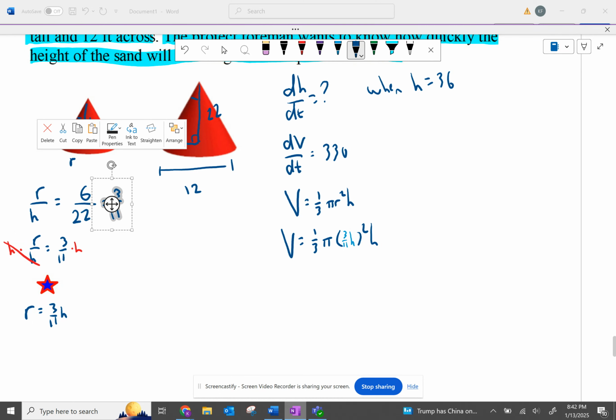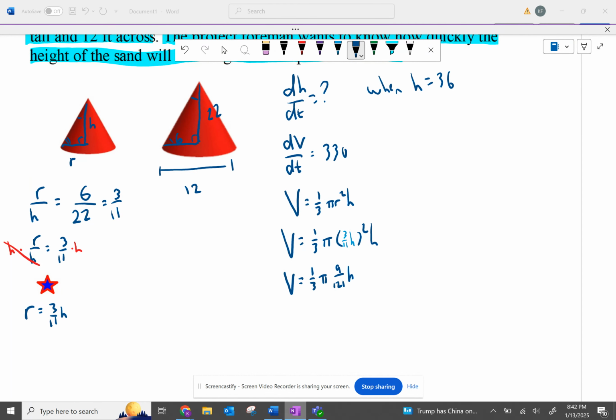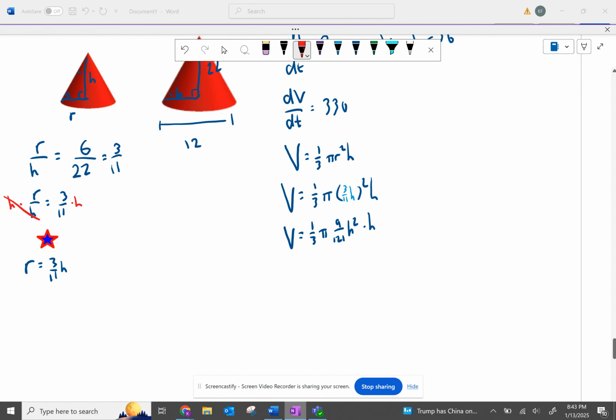So first, let's clean this up a little bit. This is going to be 1/3 pi. Now 3 squared is 9, 11 squared is 121, and h squared is h squared times this h that's outside. Now 3 divides out with that 9, so that becomes a 3 up top. And h squared times h is going to be h cubed. So I'm going to have 3 pi over 121, and then h squared times h is h cubed.